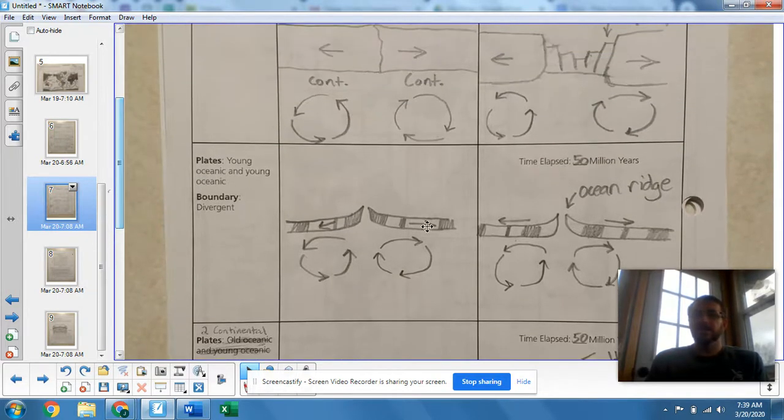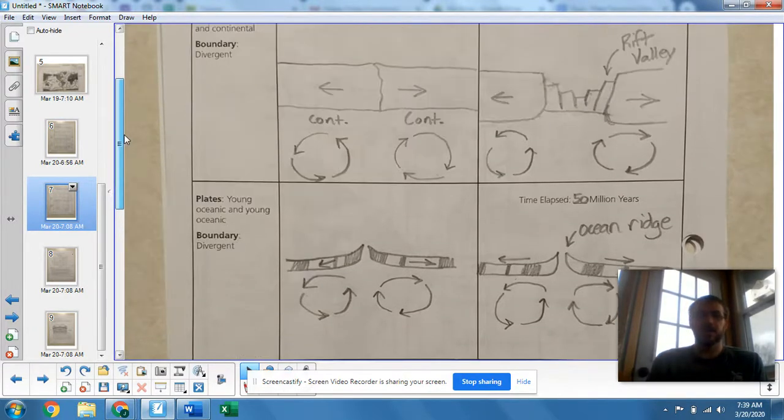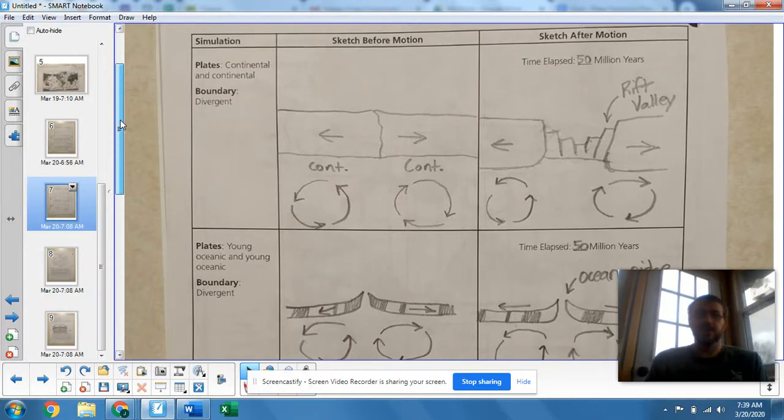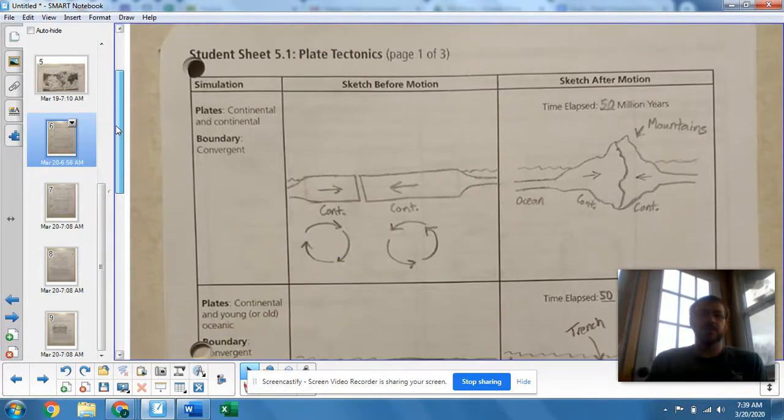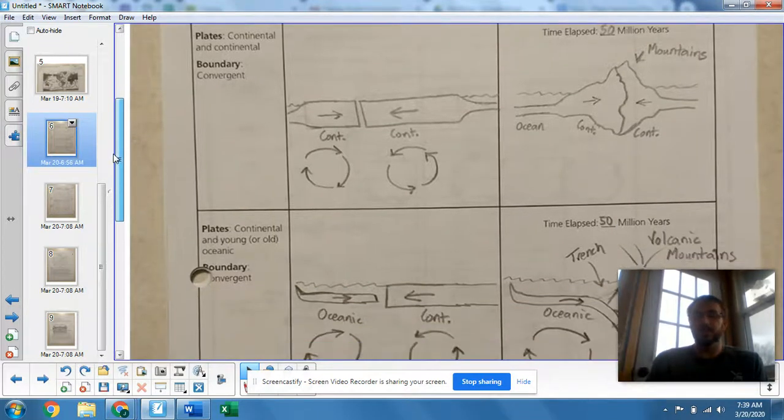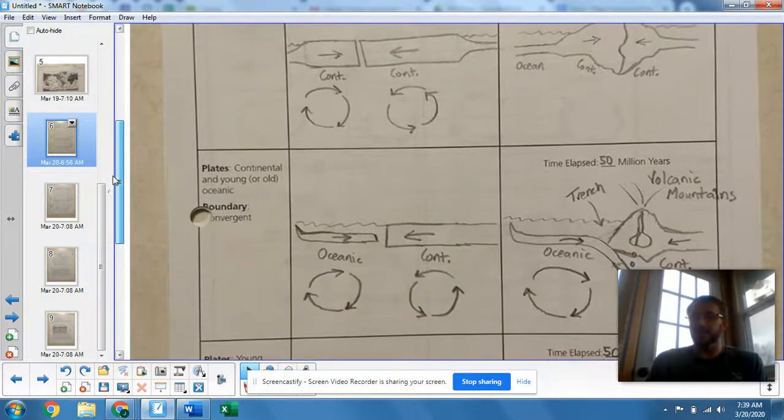There are earthquakes that happen here on the divergent. They tend to be weaker than the other boundaries, and you definitely can have some strong earthquakes and weak ones on any of the convergent boundaries.